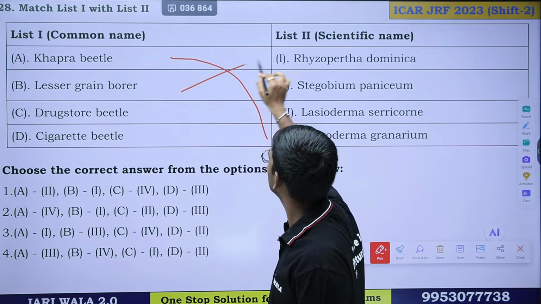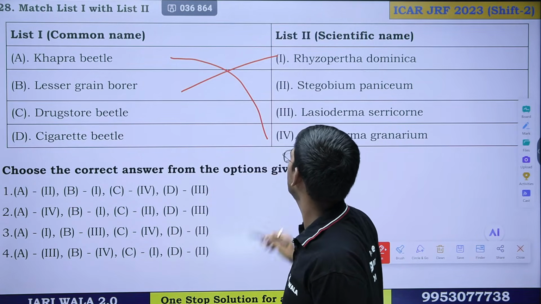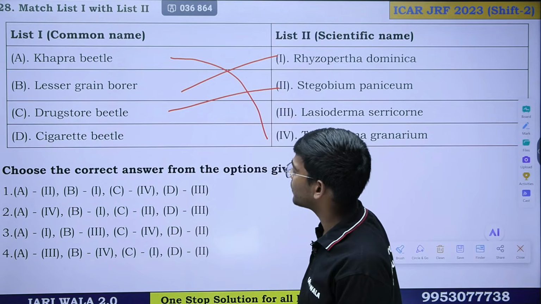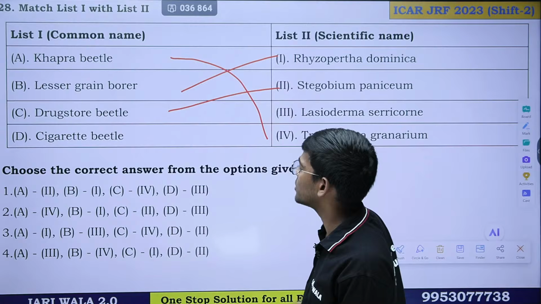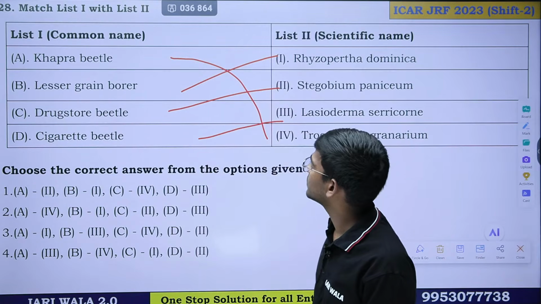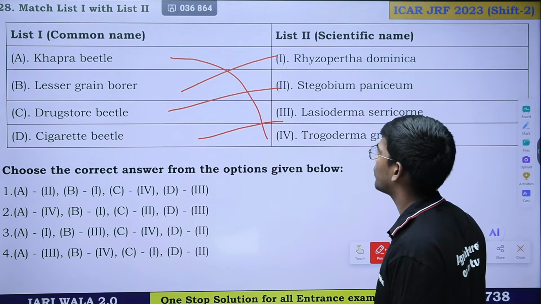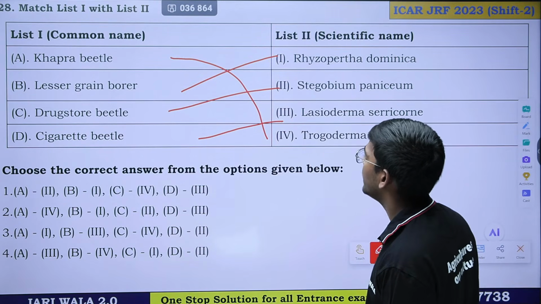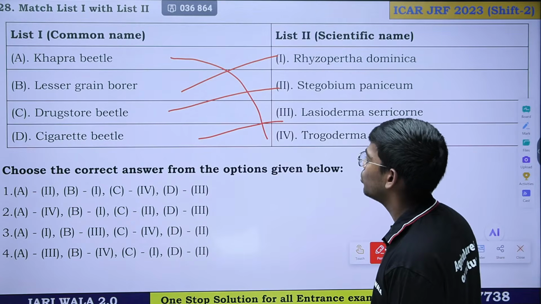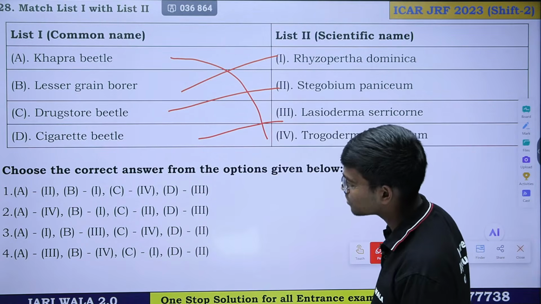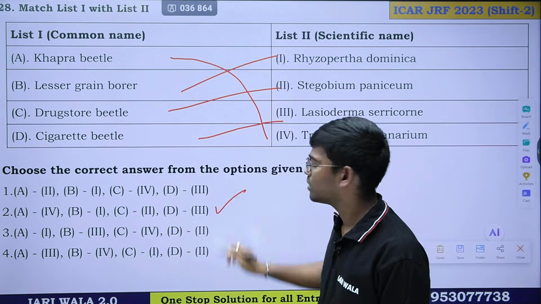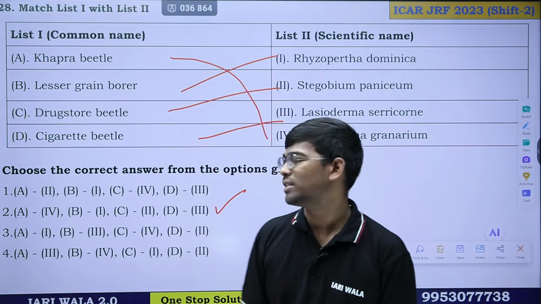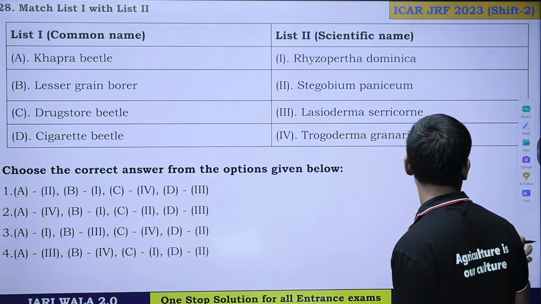Lesser grain borer, this one, Rhyzopertha dominica. And drugstore beetle is Stegobium paniceum. Then the cigarette beetle is Lasioderma serricorne. So A4, B1, C2, and D3. So our option is the second one. Many of the students responded it's 2, 2, 2. Yes, it's correct. Option 2 is correct.